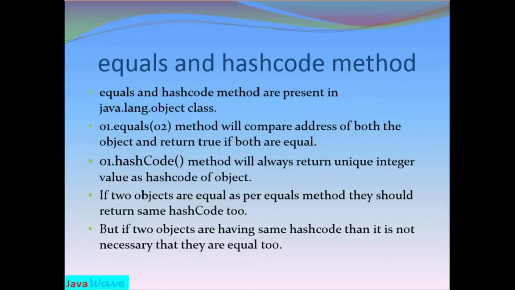So there is one contract between the equals and hashCode methods. If two objects are equal as per the equals method, they should return the same hashcode too. But if two objects have the same hashcode, it is not necessary that they are equal. So this is the contract between the equals and hashCode methods. Let's try to understand this in Java code.